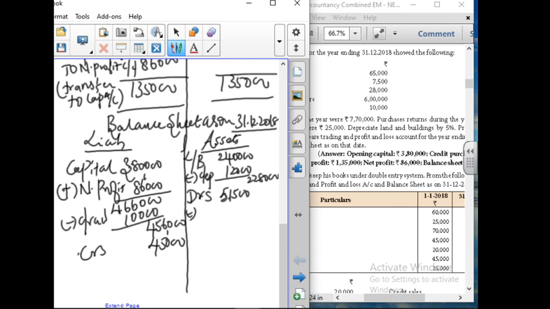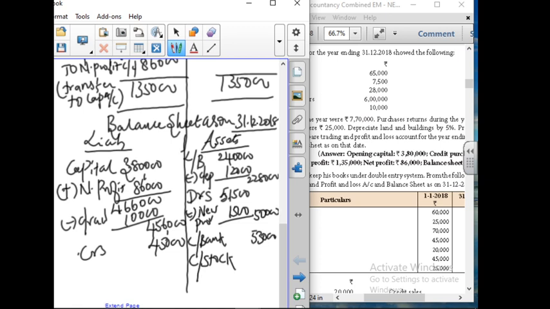So minus your new provisions. They have given it in the form of an amount. So provision for doubtful debts 1,500. So the total comes around 50,000 in the outer column. Next is the cash at bank information. It is 53,000.